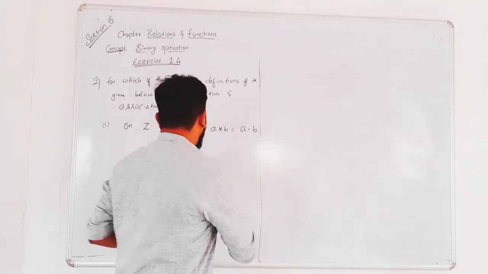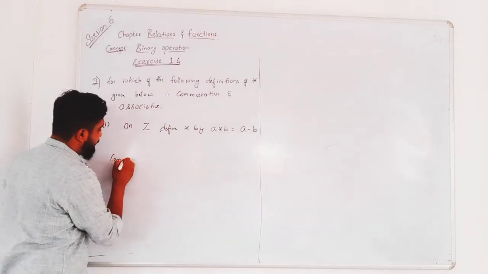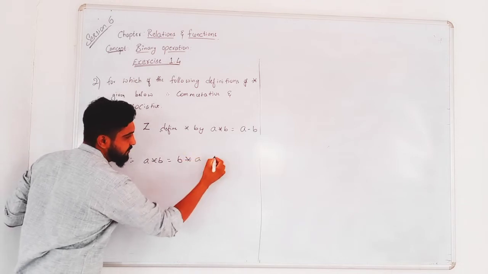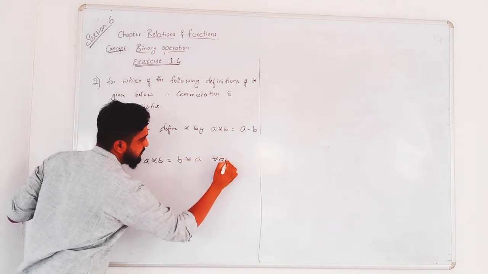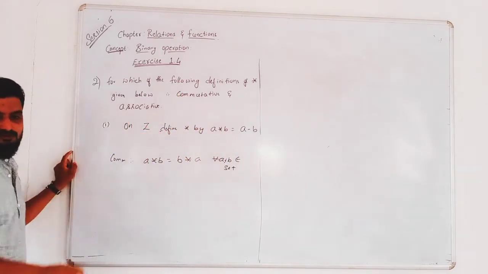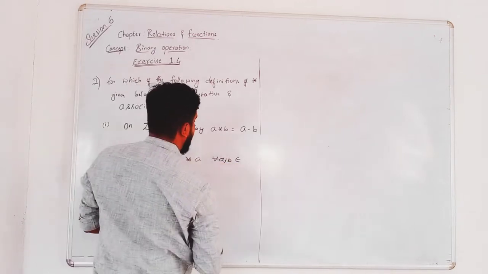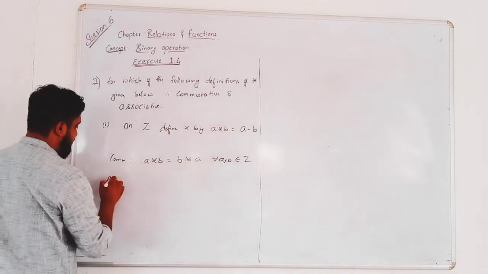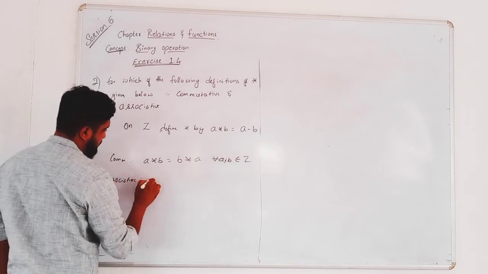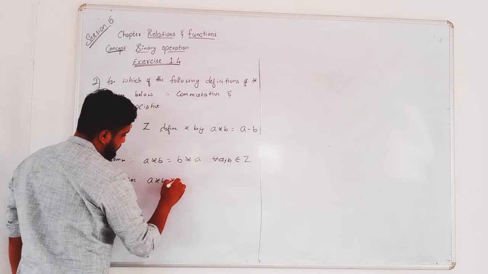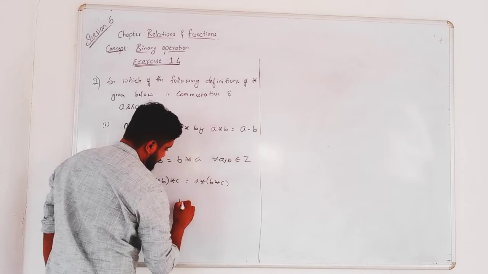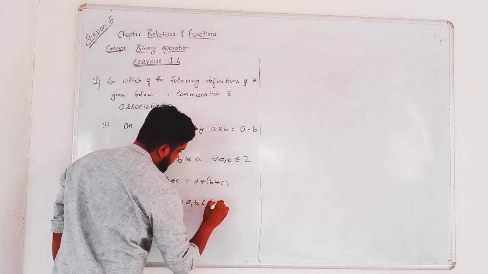So we know that for commutative, what is the property? Commutative property: a star b should be equal to b star a, for all a, b belongs to the set. The set given here is Z, so a, b belongs to Z. And associative: (a star b) star c should be equal to a star (b star c), for all a, b, c belongs to this set, which is Z.